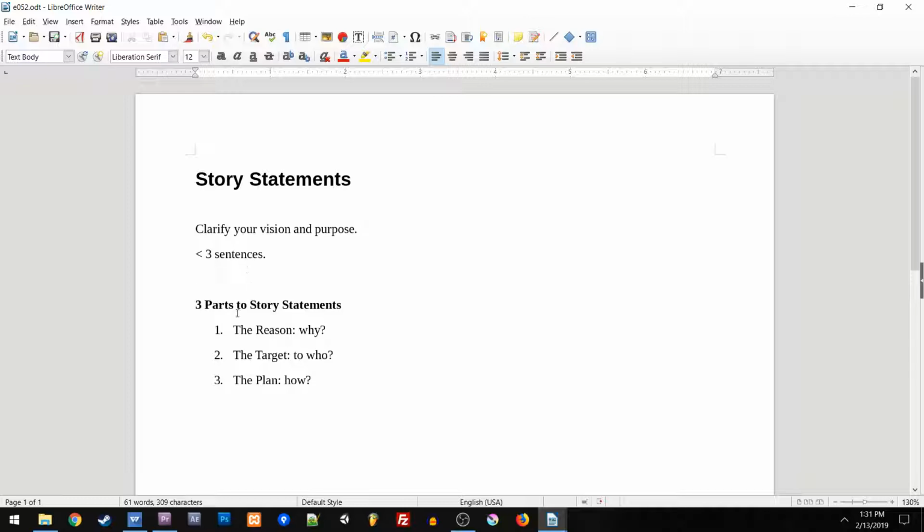So there's 3 main parts to story statements. Number 1 is the reason. Why are you making this? Number 2 is the target. For who are you making this? Who is this perhaps a love letter to, or just really directed at as a target audience? And number 3 is the plan. How are you going to reach your target and accomplish your reason?